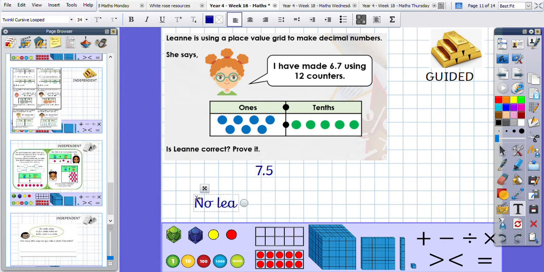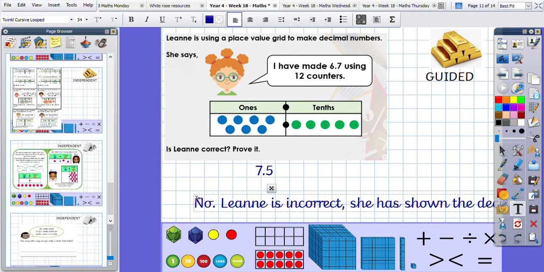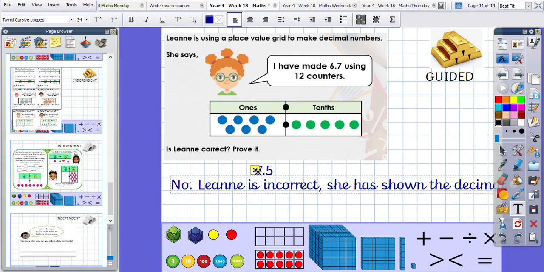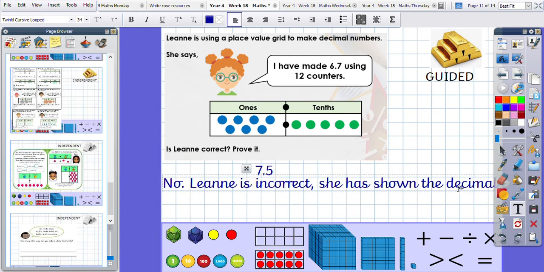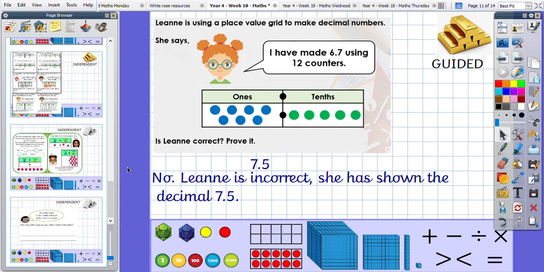So Leanne is incorrect. She has shown the decimal 7.5. Okay. So I have answered my question and I've given the correct answer as well when it was wrong.